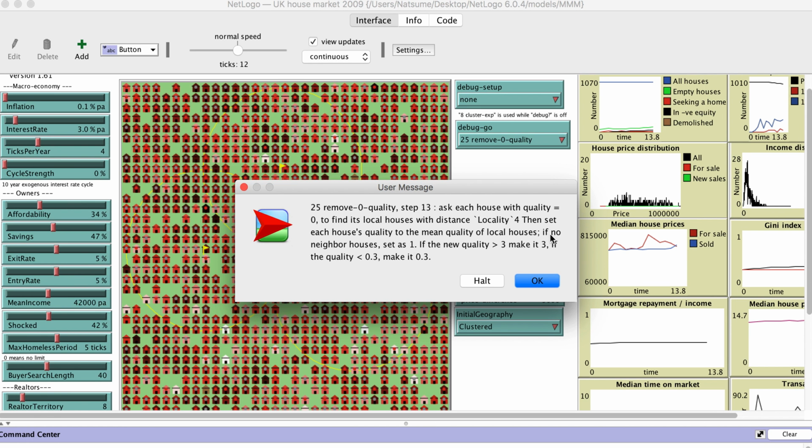But if the house we found with 0 quality has no neighbor houses, in this case we set the quality to be 1. And in general, if the quality of a house is greater than 3, we will make the quality's value equal to 3. And if the quality of the house is less than 0.3, we will make it just 0.3. So this is about updating houses' quality.